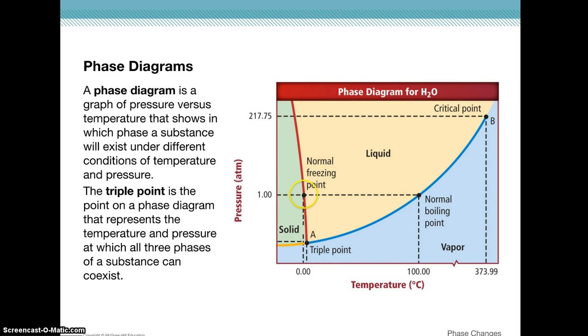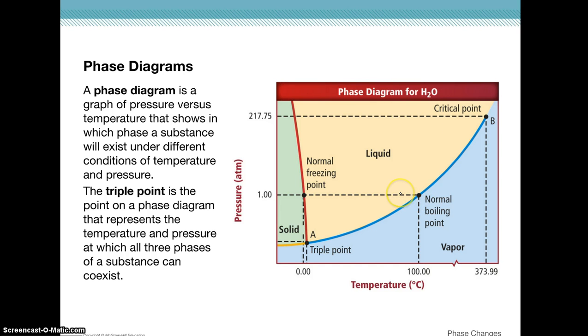And you'll notice we have 2 points here called the normal freezing point and the normal boiling point. That term normal has to do with the pressure. The normal freezing point, as you can see, is at 0 degrees Celsius for water. That only happens at 1 atmosphere. Normal means at standard pressure, which is 1 atmosphere. Same thing with boiling. Water only boils at 100 degrees Celsius at 1 atmosphere.